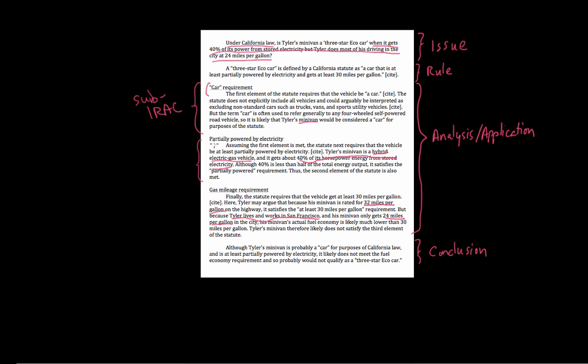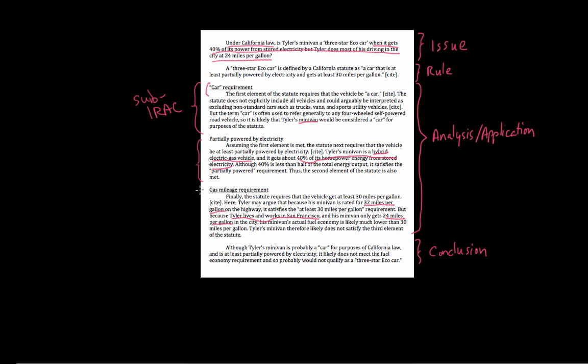The issue for this sub-IRAC is whether the vehicle is partially powered by electricity. We don't have a rule that tells us what constitutes partially powered by electricity, so we just have to use our common sense or our judgment. But we apply that judgment to the specific facts. The minivan is a hybrid electric gas vehicle. It gets 40% of its horsepower energy from stored electricity. So applying our best judgment of what constitutes partially powered by electricity, we reach our conclusion for this sub-issue. The second element of the statute is also met.